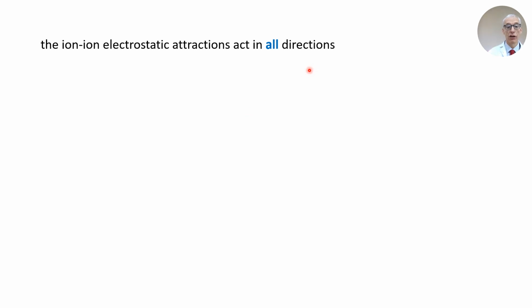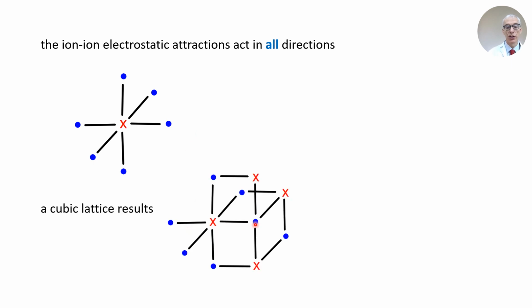Ion-ion attractions are in all directions, as explained. So if we have a negative ion, we'll have positive ions front, back, above, below, left, and right. If we then surround the positive ions with negatives, we build up a cubic arrangement, and this is typical for an ionic compound such as sodium chloride.